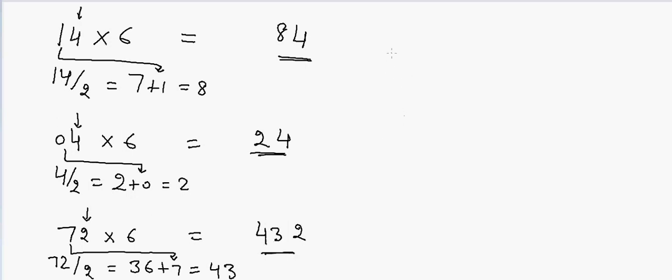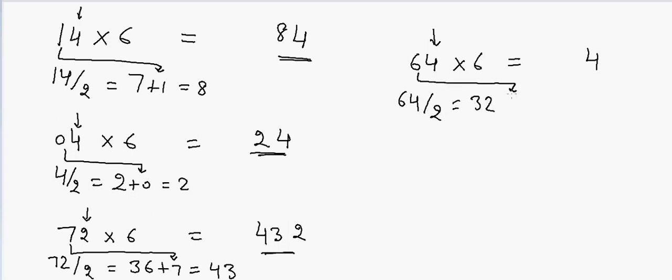Again, another example, if I have 64, I want to multiply by 6. In that case, I'll take the last digit, which is 4, and then 64 divided by 2 is equal to 32, and then I'll add 6 into it, that will give me 38. The answer is 384.